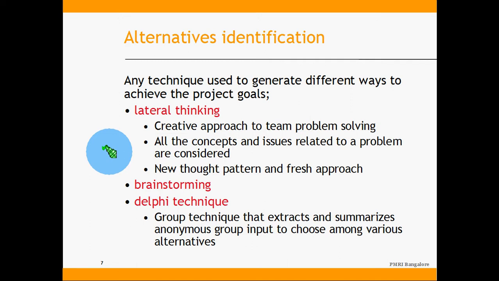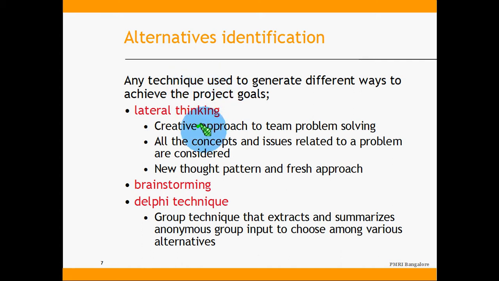Alternatives identification, we already discussed. Any technique used to generate different ways to achieve the project goals. It's like swimming pool versus club membership, construction of all the rooms versus prefabrication of some of the common features. Like in a multi-storied building, if you can prefabricate the bathrooms which are identical in nature, then we can bring in a lot of parallelism into the schedule, so that we can speed up the project.